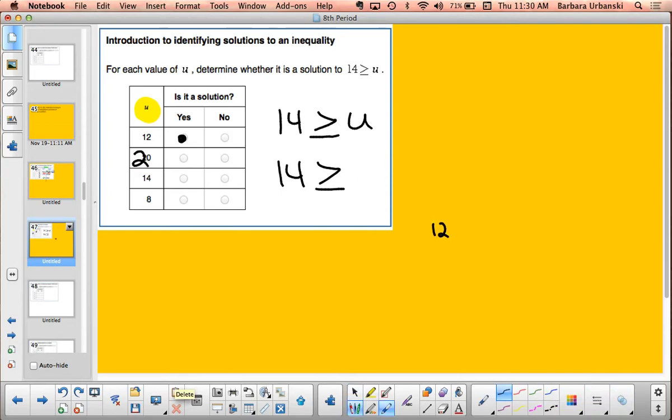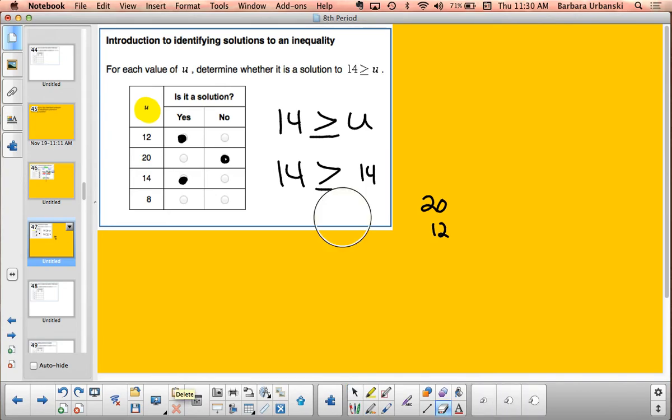We're going to look at the 20. Substitute. Is 14 greater than or equal to 20? No, it is not. It is not a solution. The next one we have to be a little bit careful about because we have our 14. Is 14 greater than or equal to 14? Yes, it is.